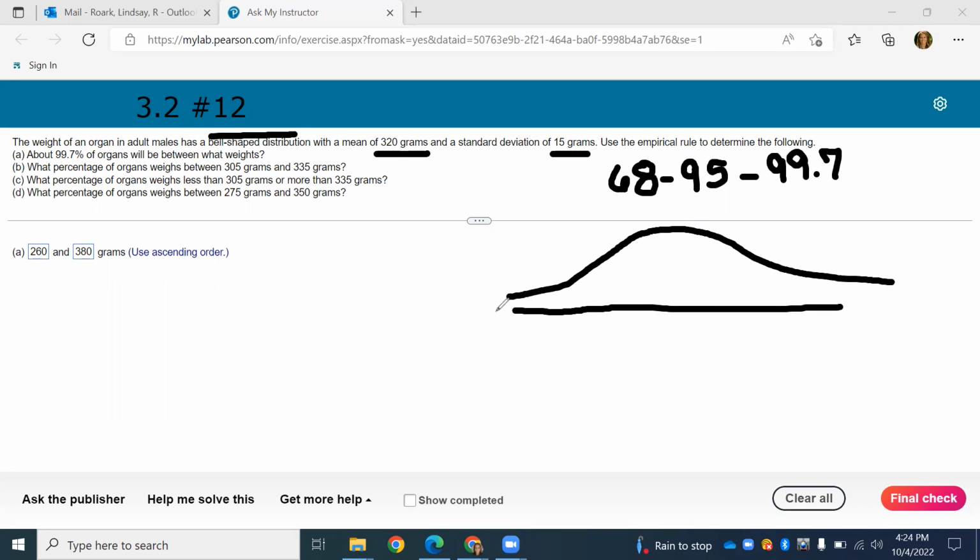This is a particular problem that I like to ask on the test for the written portion, because it's one that is fairly straightforward as long as you just follow along with what I'm telling you to do. It doesn't get too crazy. So when we are given a bell-shaped distribution or a normal curve, we always want to start by labeling the center as the mean, which here is given to us as 320. And then it says the standard deviation is 15.